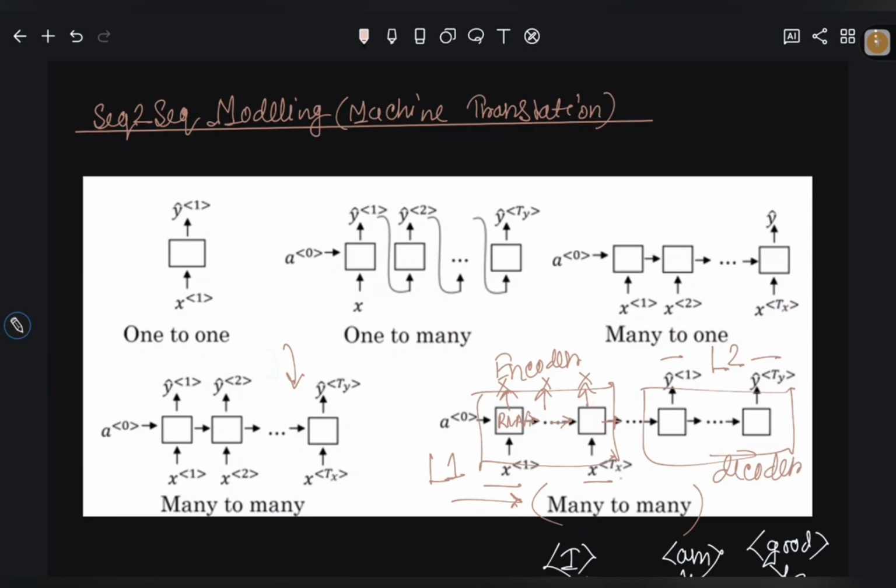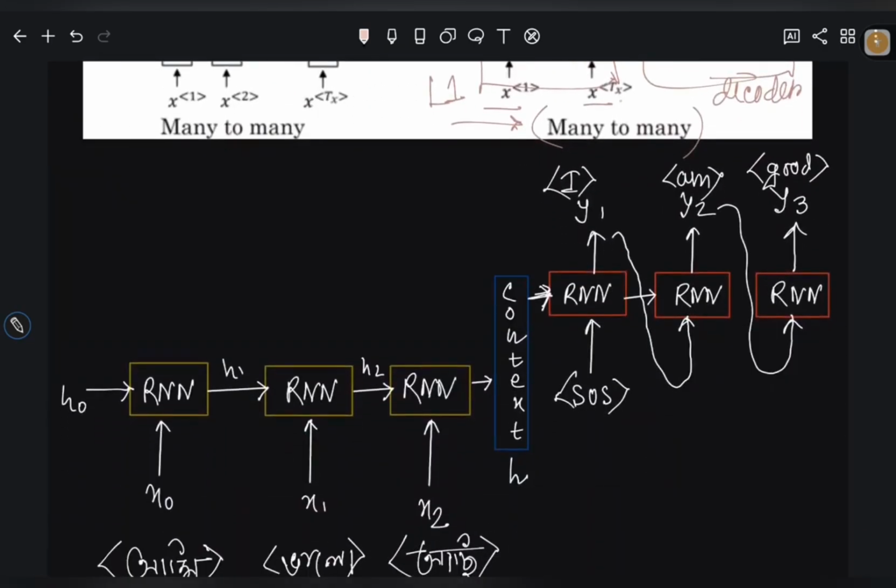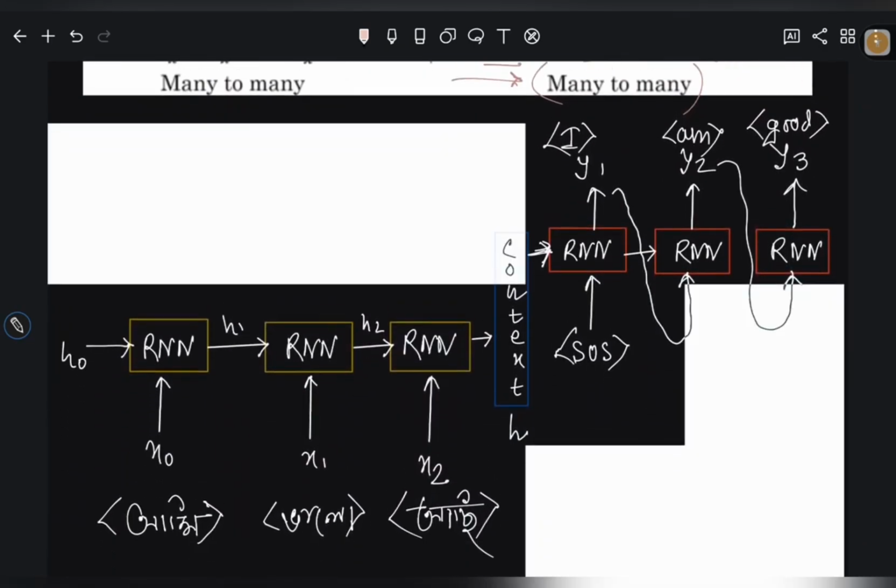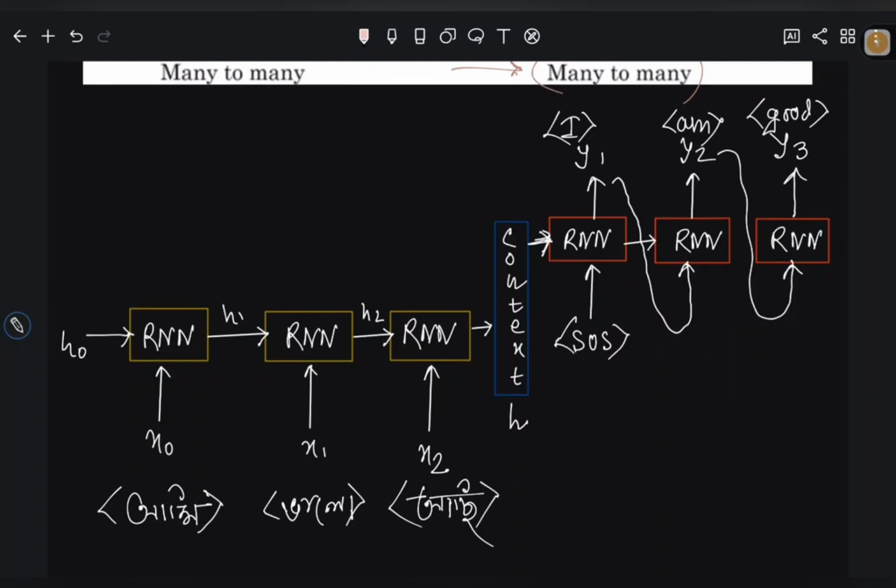Now let's talk in detail about how sequence-to-sequence modeling actually works. As I was mentioning, in machine translation, if our input language is say Bengali, then we pass a sentence to this encoder side. This part is the encoder, and this is my decoder side of the model. Here I'm passing a sentence, which, if you understand Bengali, is "Ami bhalo achi." That means "I am good," right?